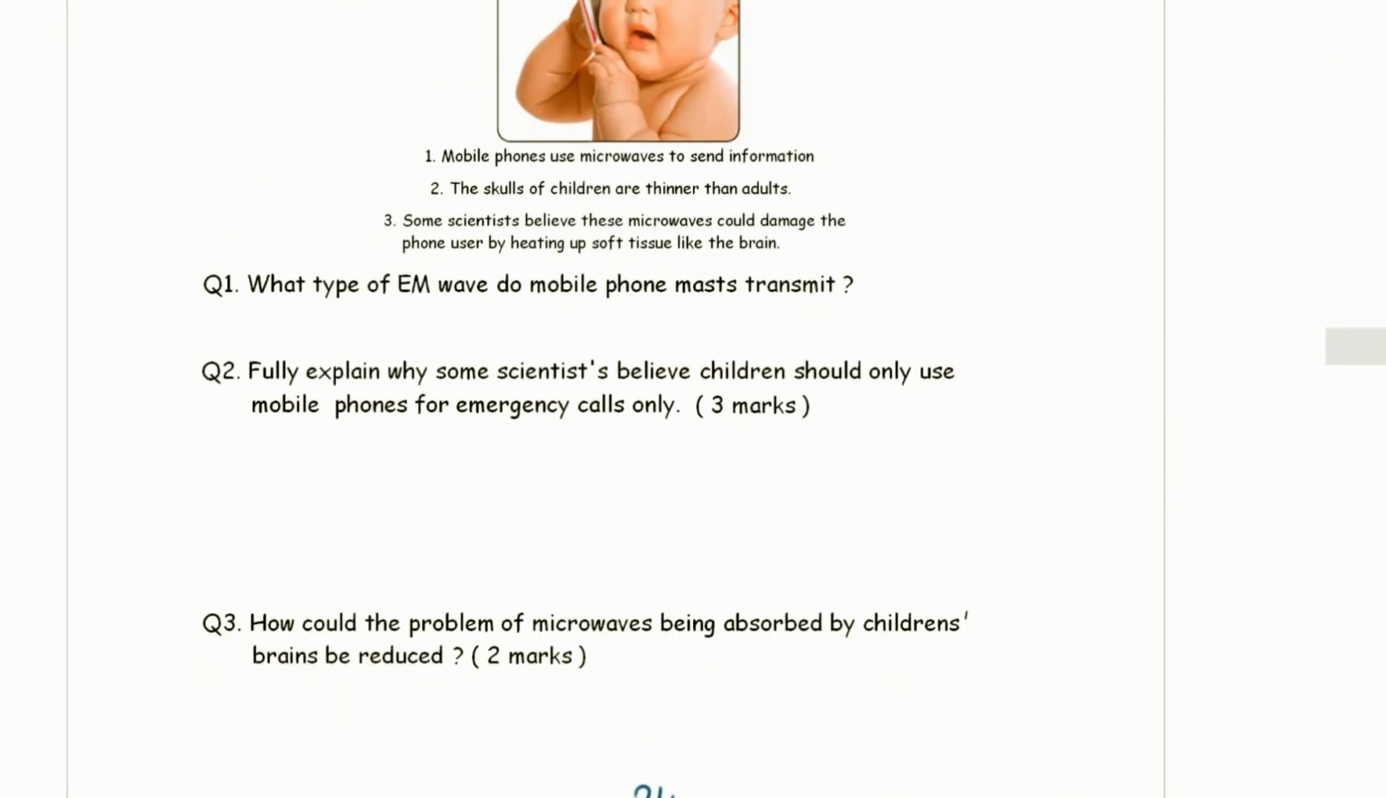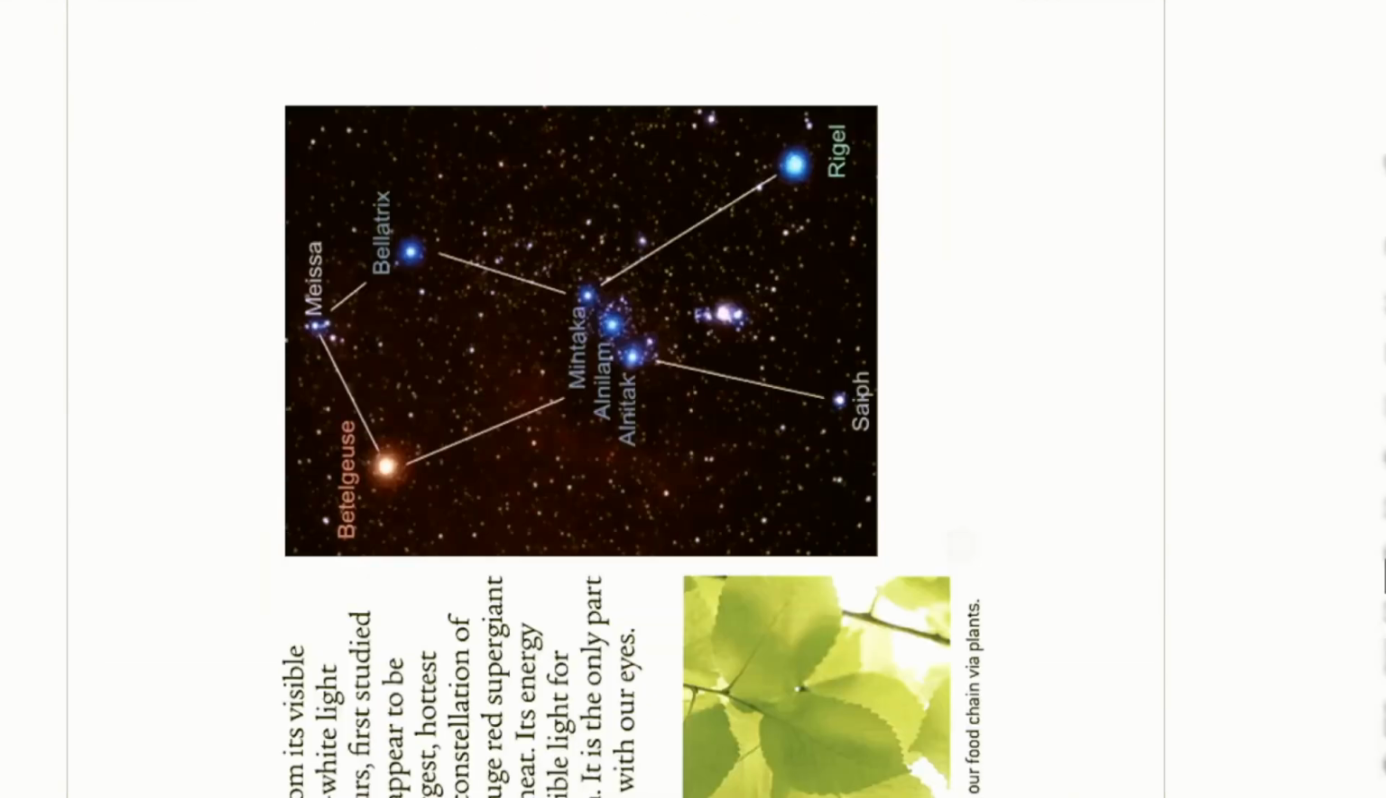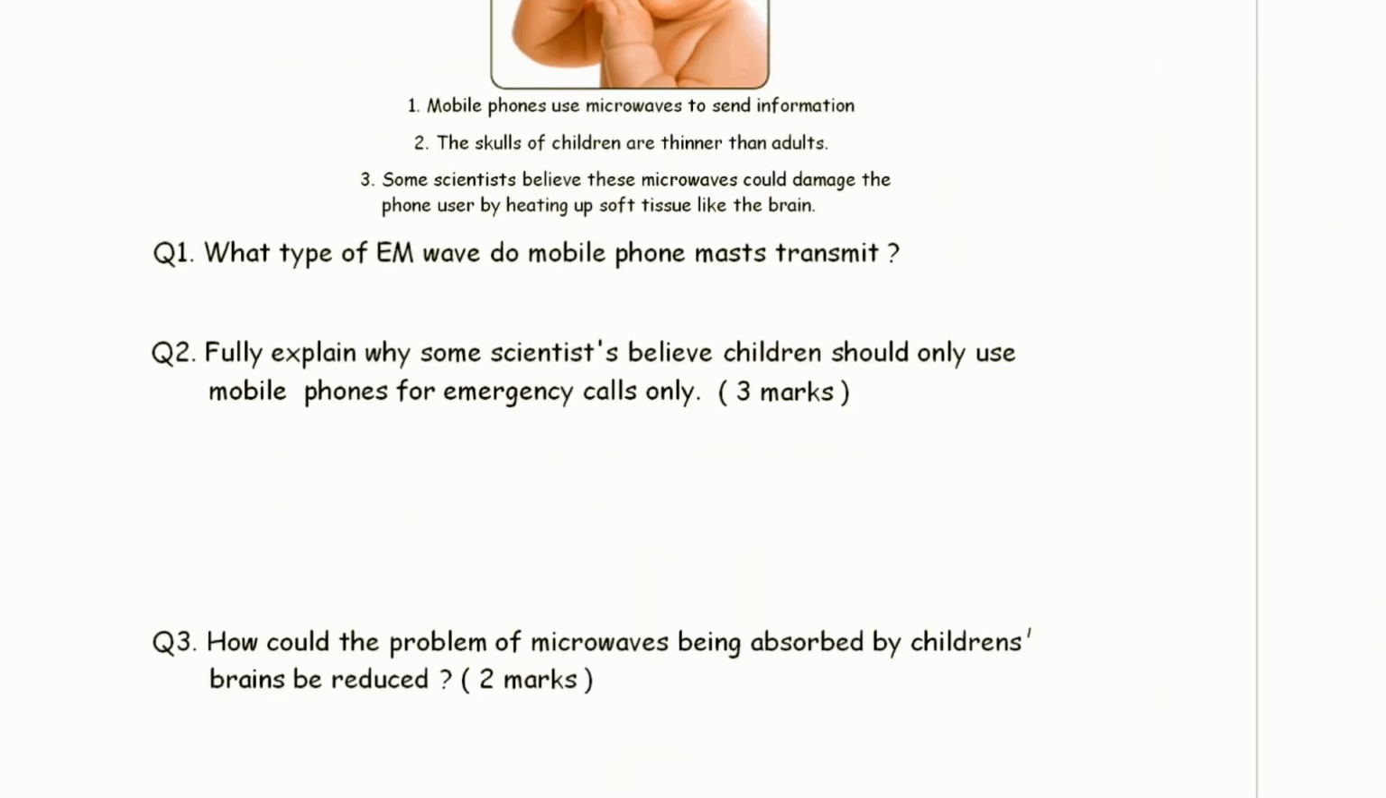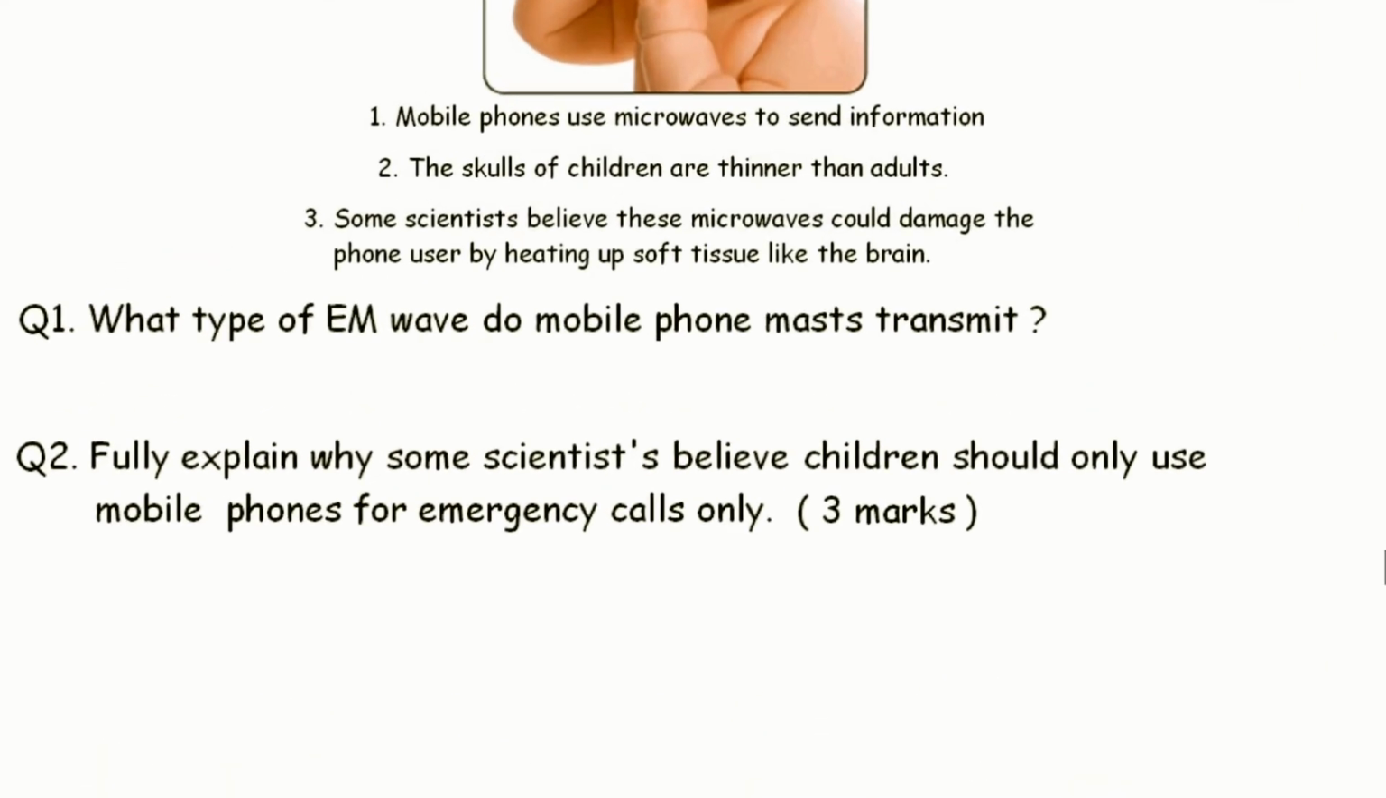And then underneath there's some more questions for you to do, questions 1 to 3. I'll go through these questions with you. I'm not going to write the answers down, you write them down in your own words. Question 1, and you can use that information above. What type of electromagnetic wave do mobile phone masts transmit? Mobile phones use microwaves to send information.